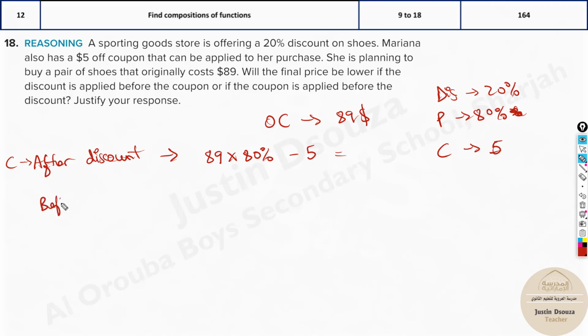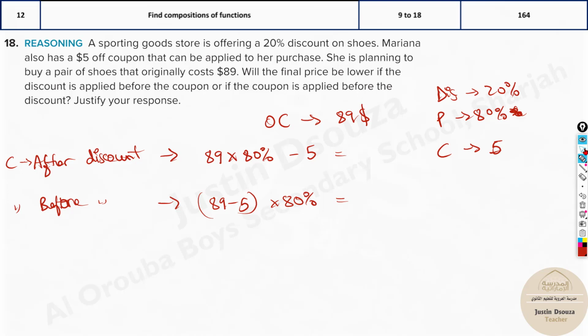But what if it's before? So before discount, the coupon is applied first. It will be 89 minus $5. Then you multiply this by 80%, because after the coupon is deducted, you apply the discount, right? 80%. So what is this answer?